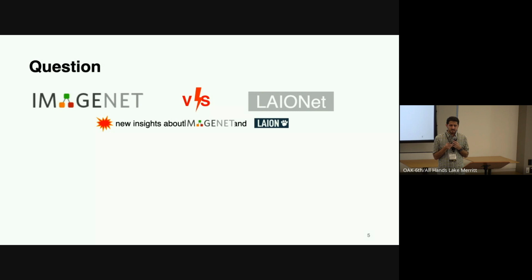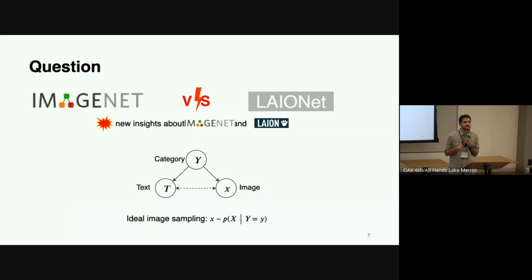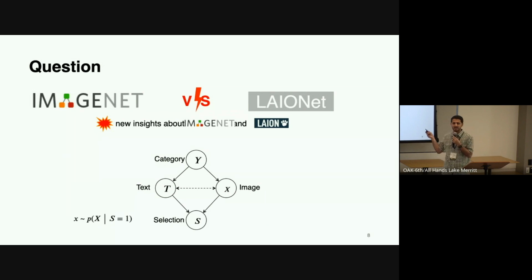So let's think about the generative process where every class, every category, generates an image. And in fact, if you're talking about image and text, you can think about the generative process that generates text and image. When we are generating a new data set for image classification, maybe we would like to sample from this distribution. We would like to sample X given a certain Y. But unless we have access to this generative distribution, we cannot really do this. What we can do is to come up with some selection algorithm, which can rely on both text and image.